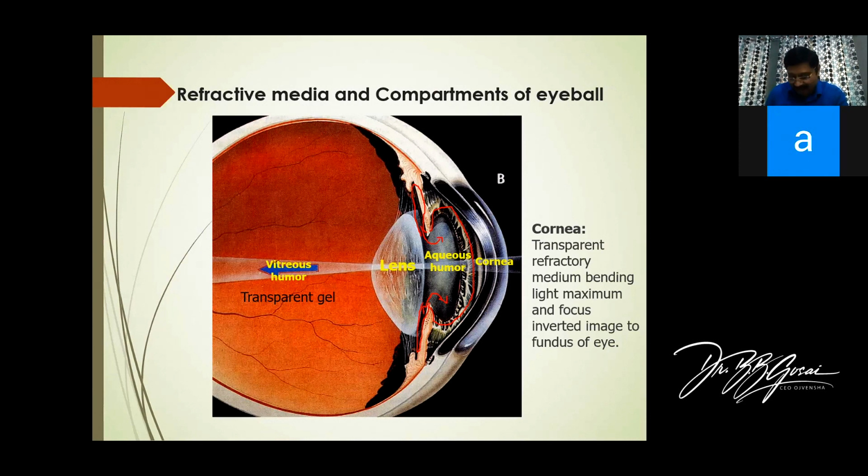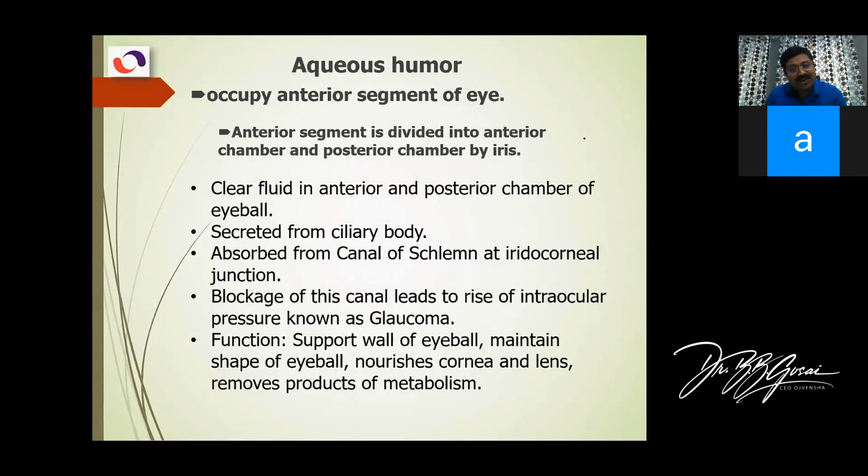Glaucoma is nothing but an increase in the intraocular pressure. The mechanism of the pathology is blockage of the canal of Schlemm. Blockage leads to an increase in pressure because secretion continues while drainage is stopped. That's why a small surgical procedure is done nowadays to open the canal by laser, and then the passage will start and the pressure will normalize.